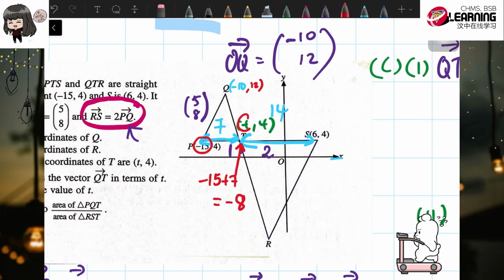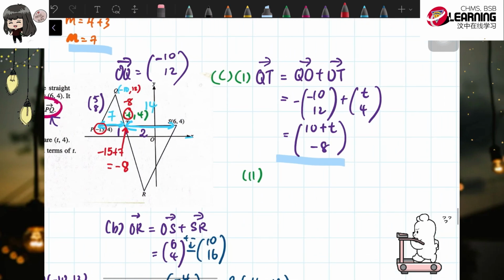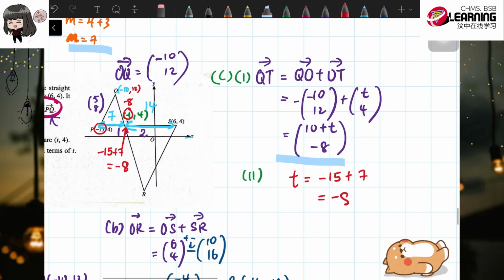So the x coordinate of this t is negative 8. So your working, for t, you can do negative 15 plus 7. So it's negative 8. And this 7 comes from 21 divided by 3. That's for part 2.